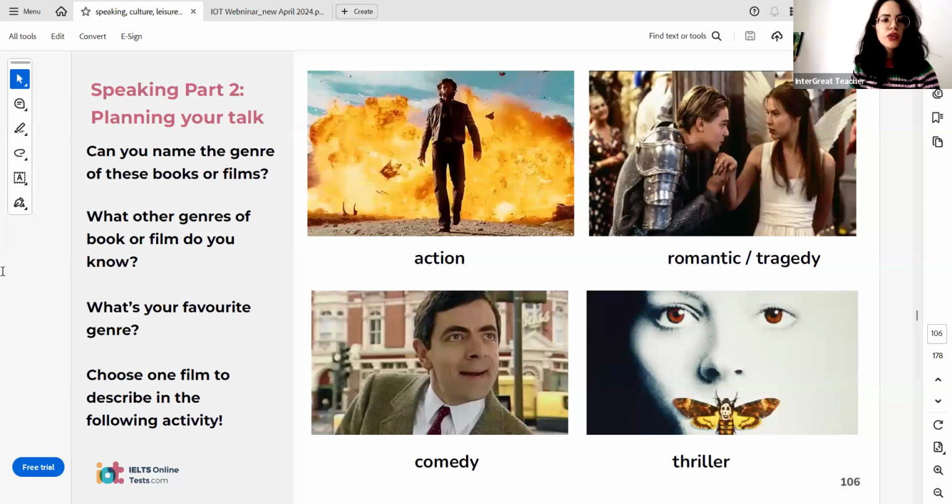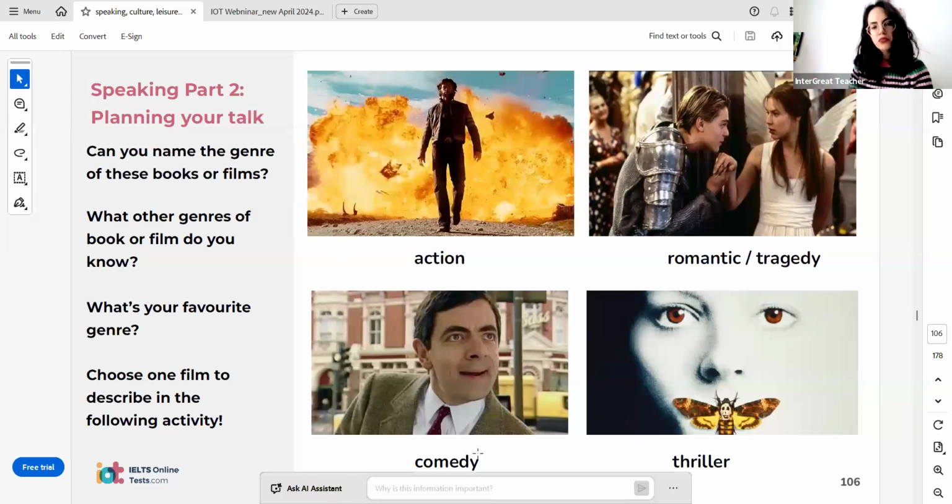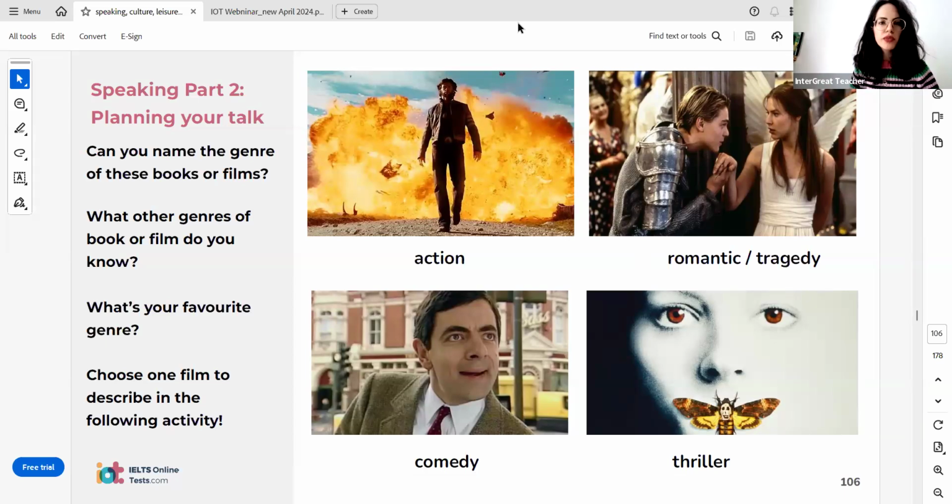Okay. Here you can find some genres of different movies. For example, we have action movies, means like a lot of fighting involved, romantic or tragedy. Romantic, you know what it is. Comedy, which is funny. Thriller. Thriller means somebody dies, right? And or somebody is missing and the police is looking for them, right? Sherlock Holmes, like the Silence of the Lambs that you see here, right? So it's important that you learn about different genres of movies.